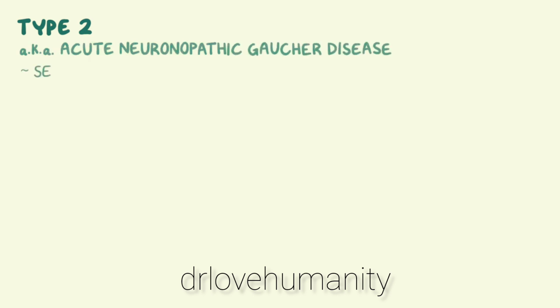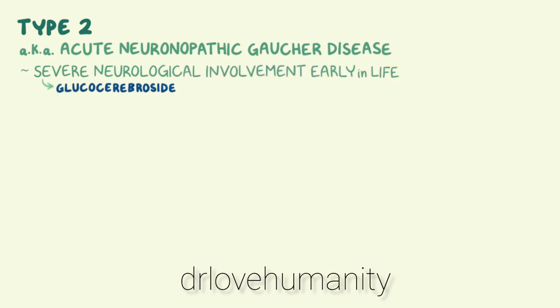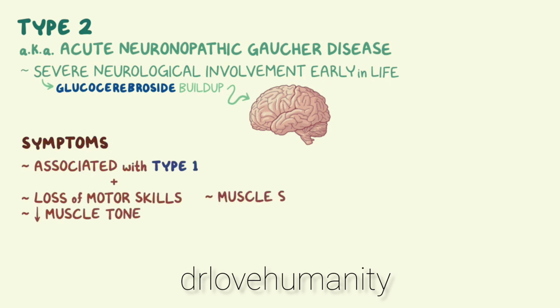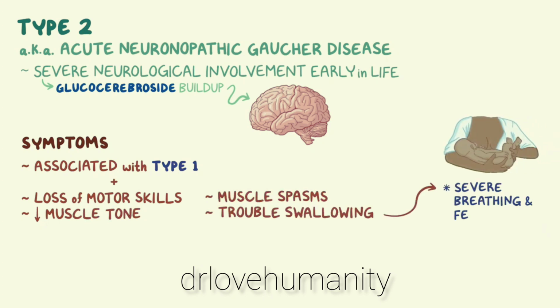Type 2, also called acute neuronopathic Gaucher disease, is characterized by severe neurological involvement early in life due to glucocerebroside buildup in the brain. In addition to symptoms associated with type 1, there's also a loss of motor skills, decreased muscle tone, muscle spasms, and trouble swallowing. This can progress to severe breathing and feeding difficulties and death within the first few years of life.